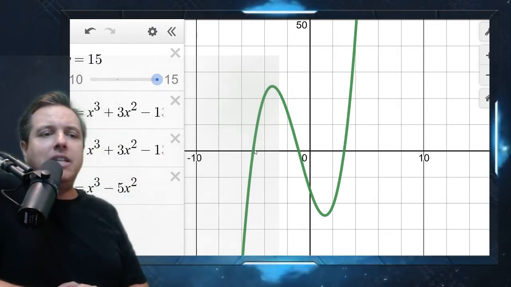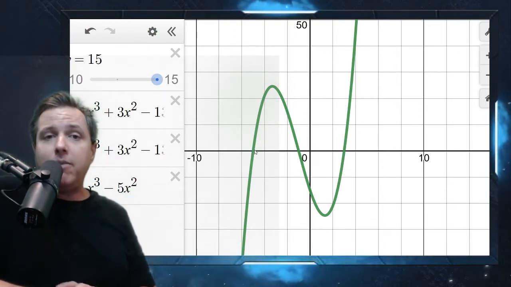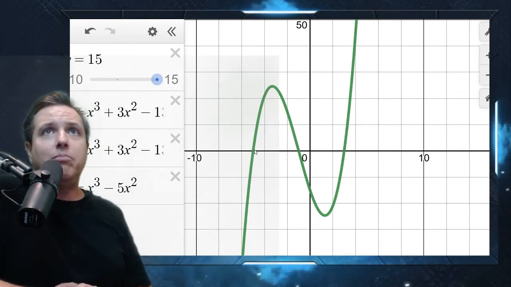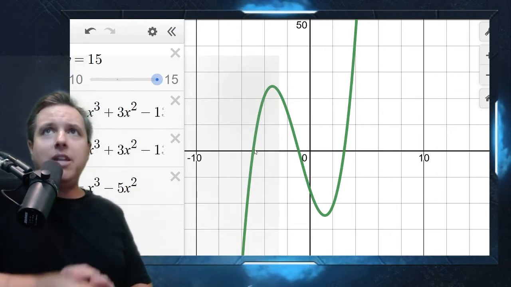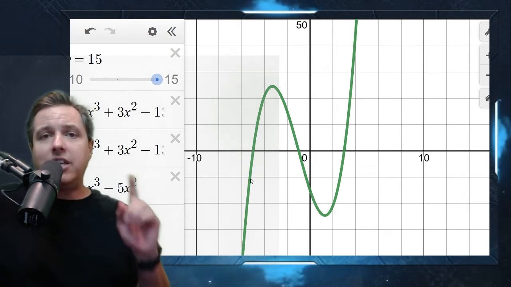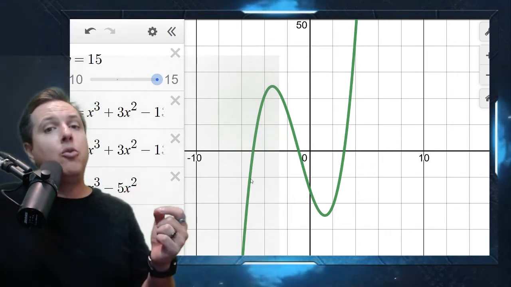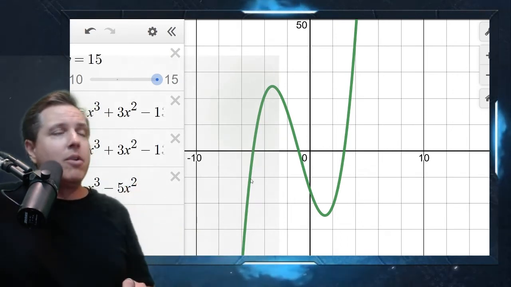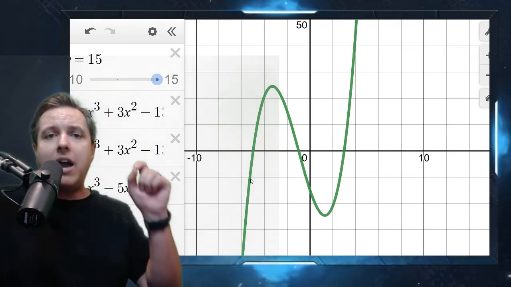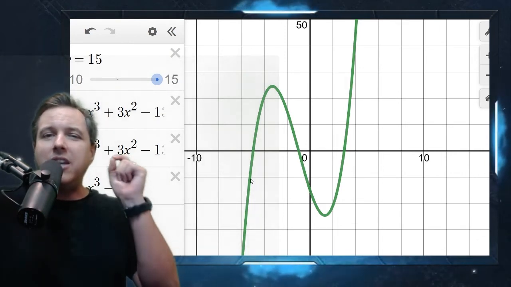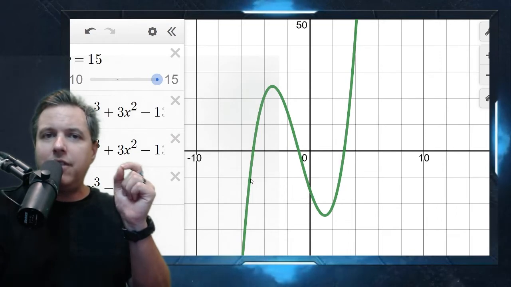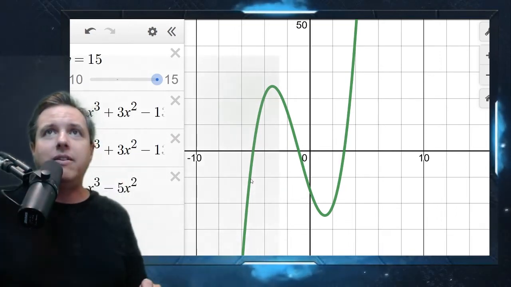And this is guaranteed to happen by the intermediate value theorem. Remember, that's in your book. The intermediate value theorem basically states that if we have a continuous function, and polynomials are continuous functions, and it has y values of different signs, then in between those two y values there has to be an x-intercept, right? Just like over here.